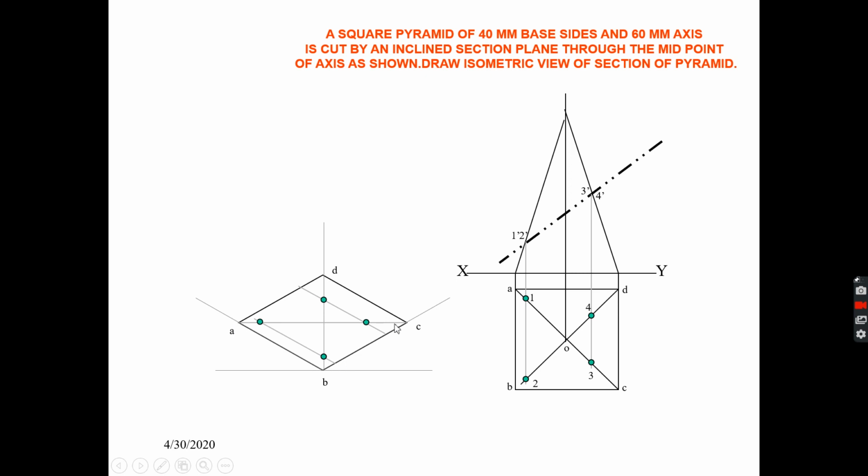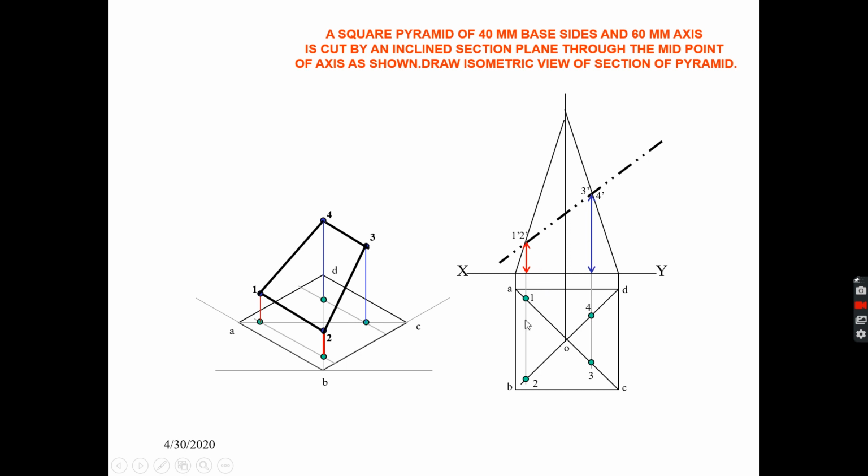After getting all these points, I will measure the distance of points 1, 2, 3, 4 from the base, because I got the points at the base. After measuring the distance from the base, I can mark all the points 1, 2, 3, 4. After doing that, I know all these points are connected to each other, so I will join all these points.